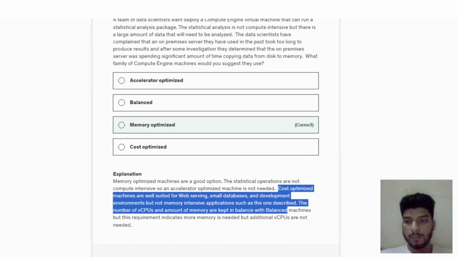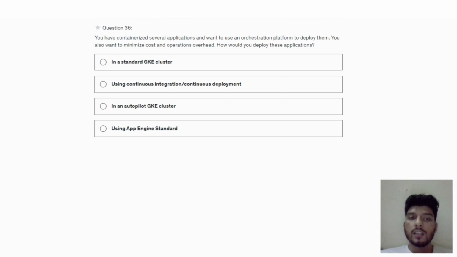So moving ahead to question number 36. You have containerized several applications and want to use an orchestration platform to deploy them, and you also want to minimize the cost and operations overhead. How would you deploy the applications? The options available are: in a standard GKE cluster, like Google Kubernetes Engine; second, using continuous integration and continuous deployment, CI/CD; third, in an Autopilot GKE cluster; and fourth, using App Engine standard.